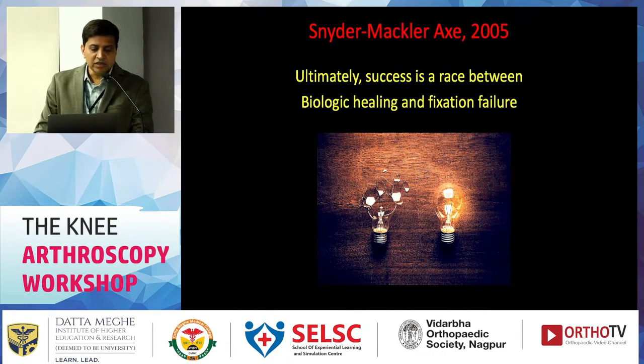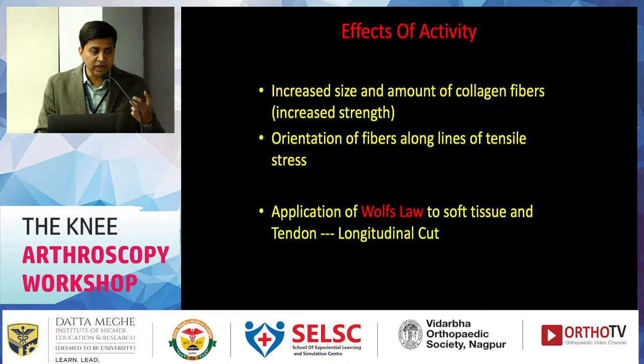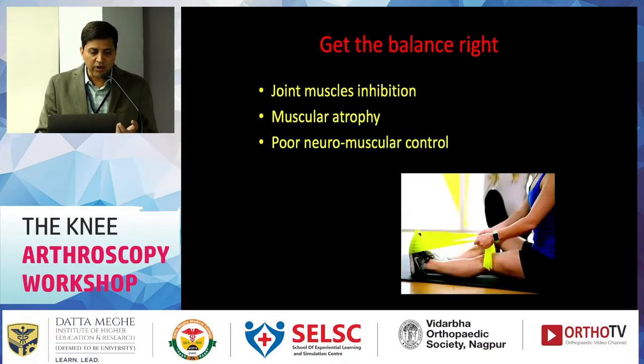The success of any surgery is the race between the biological healing and the fixation failure, which occurs first. And we all know the effects of disuse: because of immobility or immobilization, the collagen fibers decrease in size and amount, and they have a random orientation. Once activity happens, the collagen fibers increase in size as well as amount. Their orientation is correct, and that only gives the increased strength. That suggests how important it is to have activity, and very important to get the balance right as well.